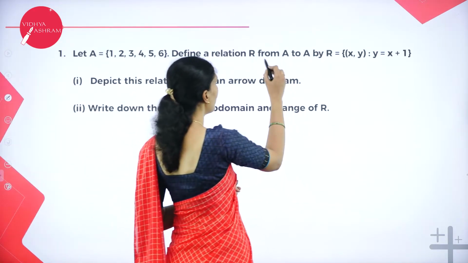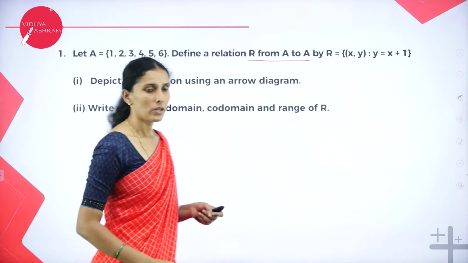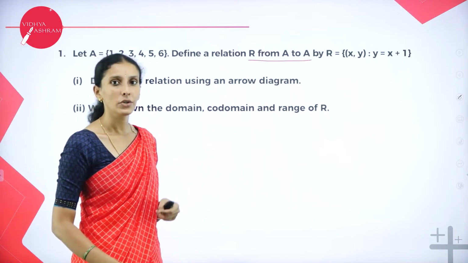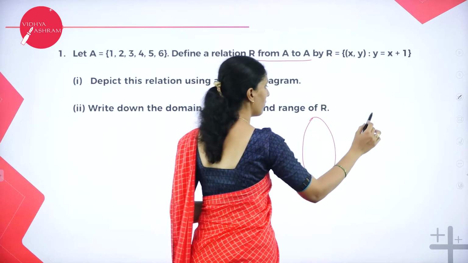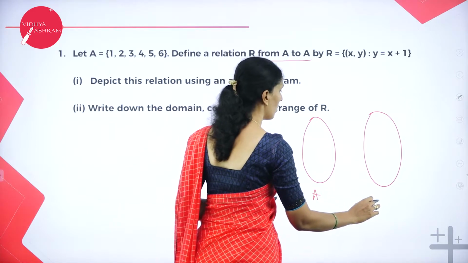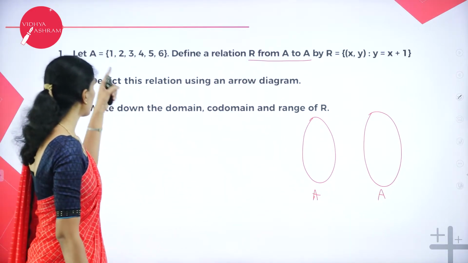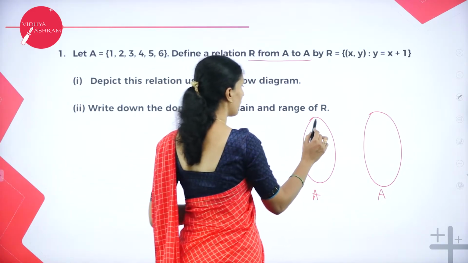So here I have a relation from A to A. First let me write it using an arrow diagram. I'll write set A here and one more set A here. So what are the elements of the set here? 1, 2, 3, 4, 5, 6.